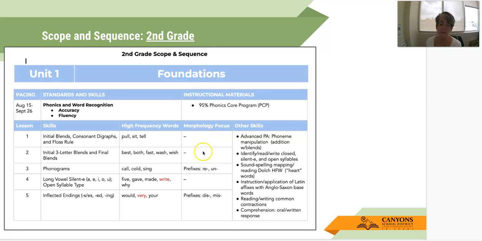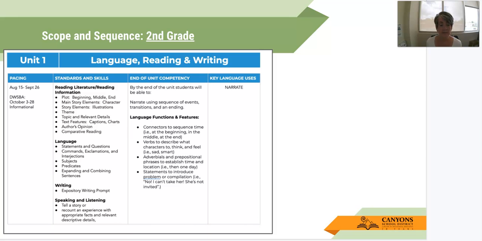Then here is the morphology focus, so if you're working with any prefixes or suffixes, you'll see them appear here. There are other skills then that are done all the time during all of these 5-day lessons to be able to get kids to have that foundational knowledge with reading. We also have then what is being done with Wonders.